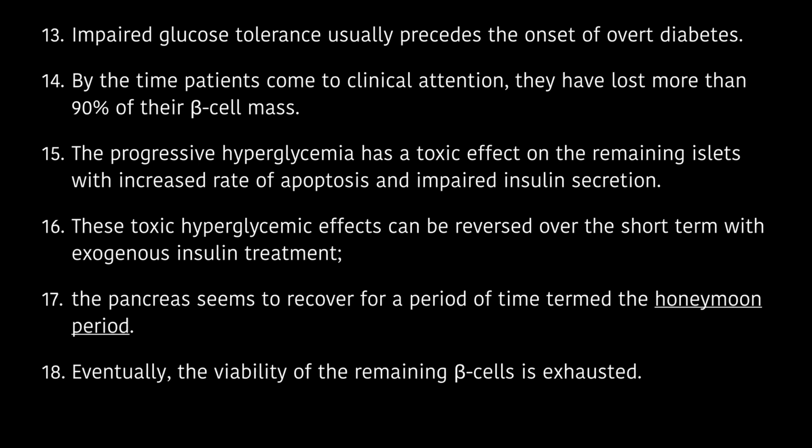The progressive hyperglycemia has a toxic effect on the remaining islets, with increased rate of apoptosis and impaired insulin secretion. These toxic hyperglycemic effects can be reversed over the short term with exogenous insulin treatment. The pancreas seems to recover for a period of time termed the honeymoon period. Eventually, the viability of the remaining beta cells is exhausted.